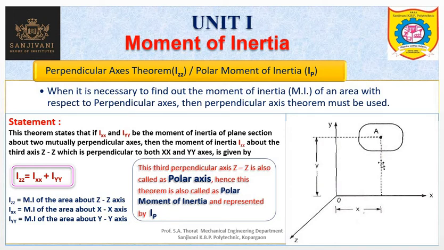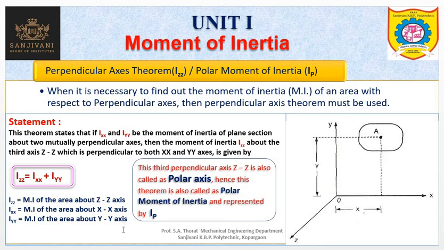Now we calculate the moment of inertia of this area about the x-axis, that is Ixx, and about the y-axis, Iyy. If you want to calculate the moment of inertia of this area about the mutually perpendicular axis z, there is no need to calculate it separately. Simply add the moment of inertia about xx, that is Ixx, plus the moment of inertia about yy, that is Iyy. This is the expression: Izz is the moment of inertia about the zz axis, Ixx about the xx axis, Iyy about the yy axis.